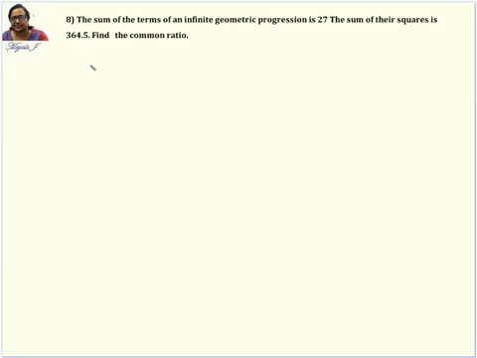Sum of the terms of an infinite geometric progression is 27. The sum of their squares is 364.5. So first we'll write this. What's the formula for the sum of the terms of the infinite geometric progression? That is a by 1 minus r. That is given as 27.